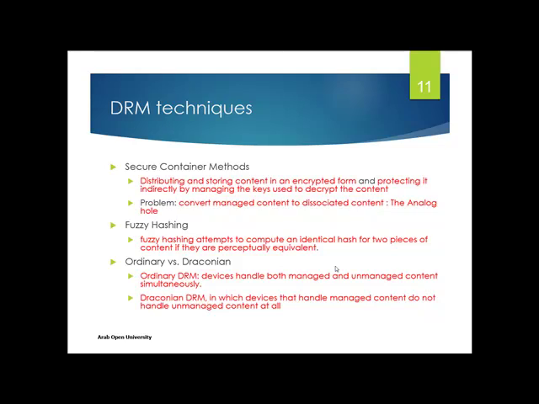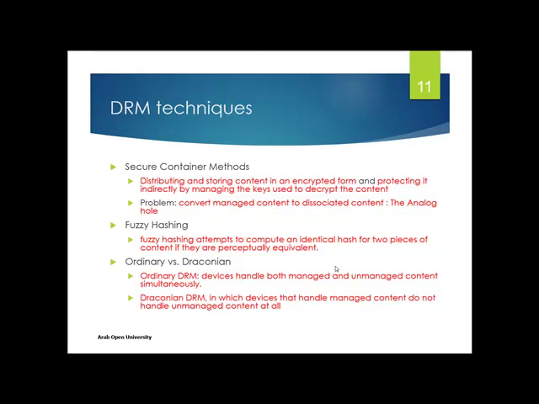Fuzzy hashing is a technique that attempts to compute an identical hash for two pieces of content if they are perceptually equivalent. If we have managed content and unmanaged or dissociated content, they may have different size or different information, however they are perceptually seen similarly. So these two will have a fuzzy hash, and you can refer to the book for more examples about fuzzy hashing.